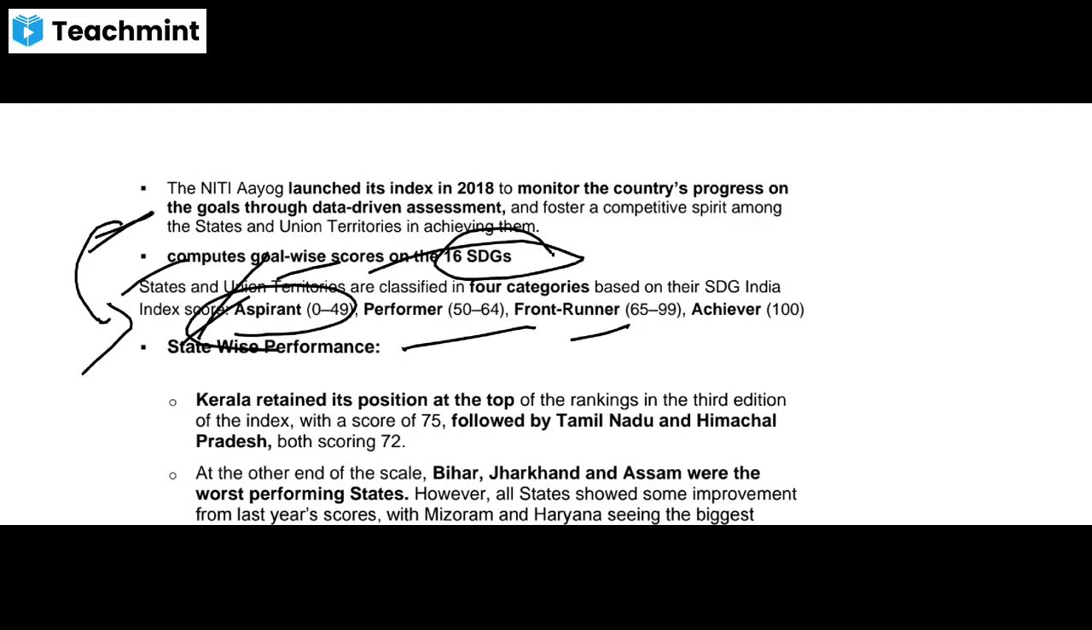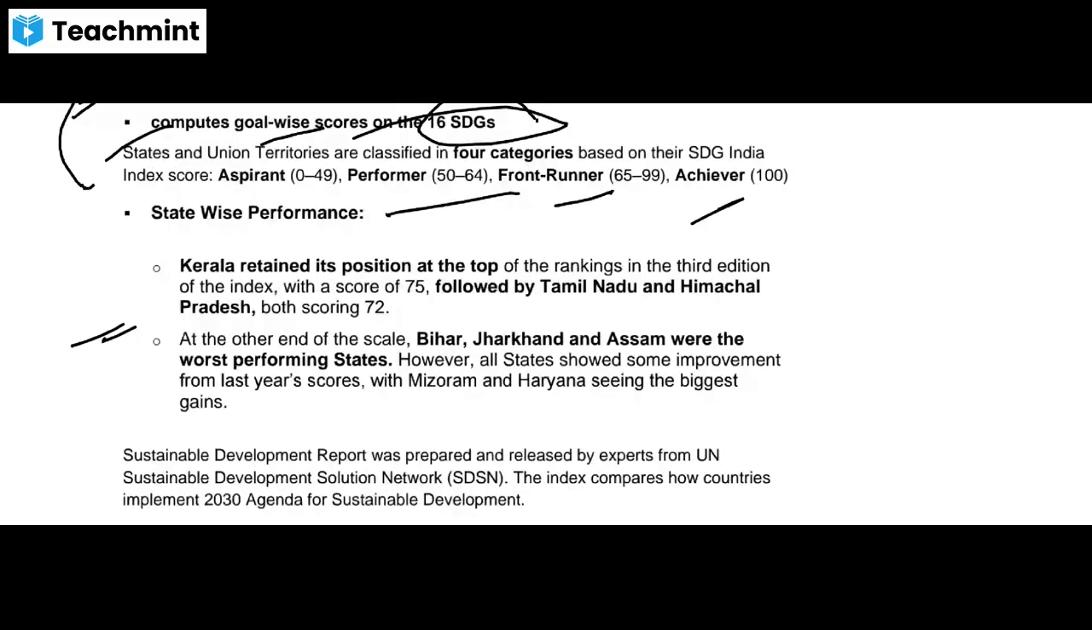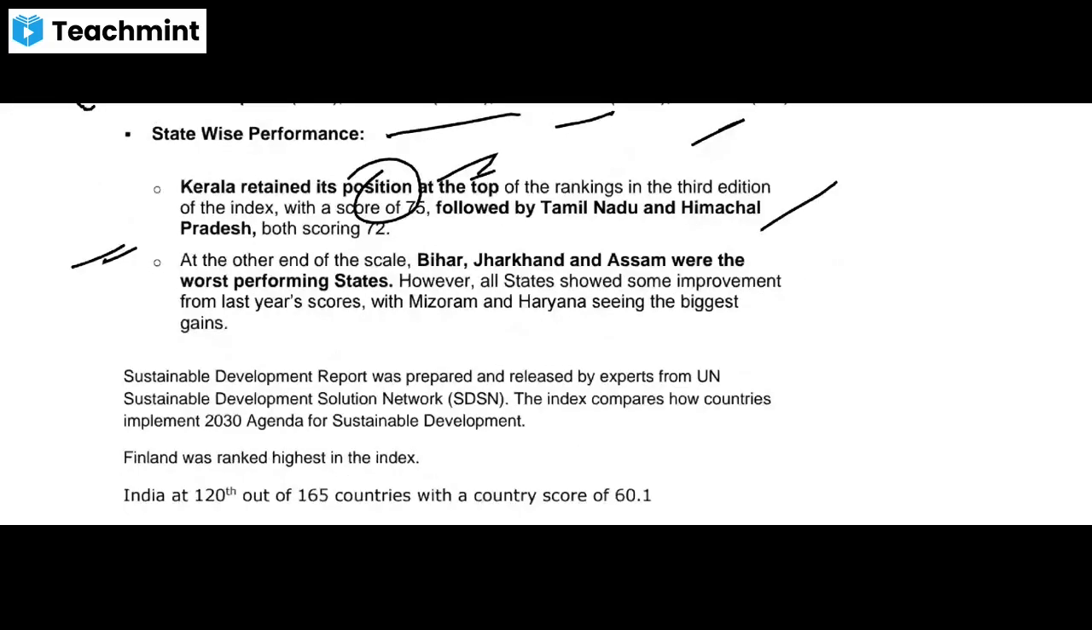According to the current data, Kerala comes in the top ranking in the third edition of this Sustainable Development Goal Index with a score of 75. And Tamil Nadu and Himachal Pradesh come in second and third with a score of 72. And the worst performing states are Bihar, Jharkhand, Assam.